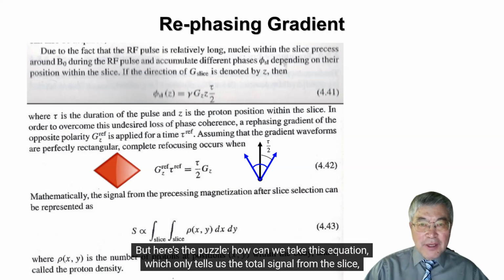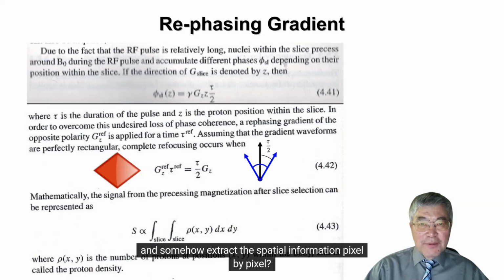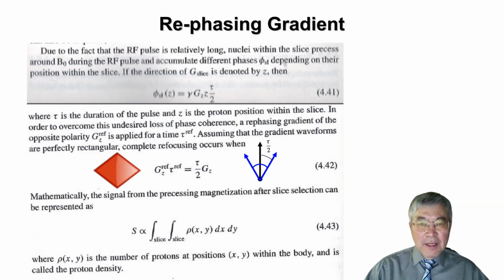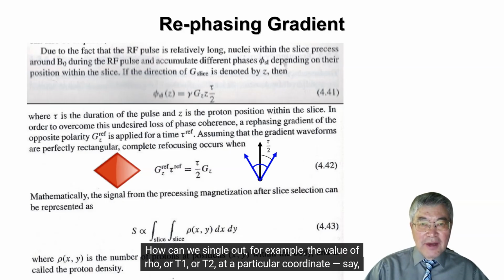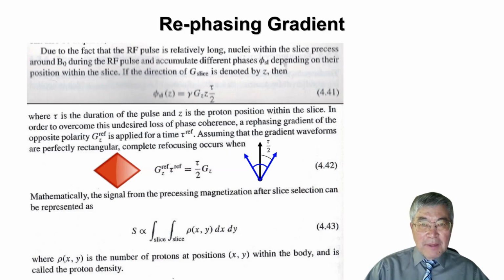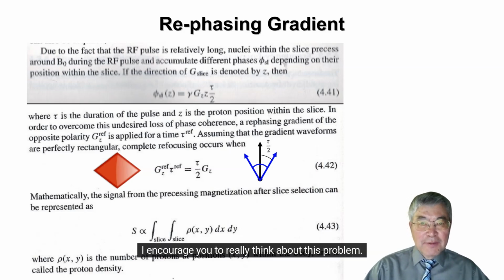But here's the puzzle. How can we take this equation, which only tells us the total signal from the slice, and somehow extract the spatial information pixel by pixel? How can we single out, for example, the value of RHO, or T1 or T2 at a particular coordinate, say x0, y0? I encourage you to really think about this problem.